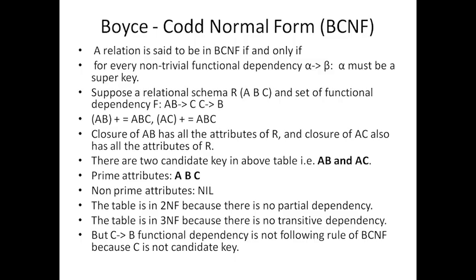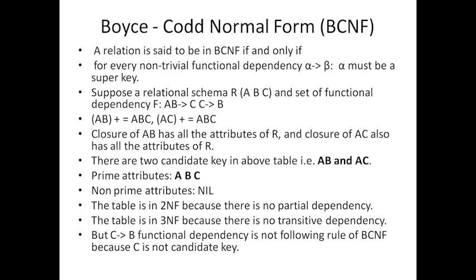So we have to add some other attribute with A and try to find the closure. So we are adding B along with A and try to find the closure. When we are finding the closure of AB, we will get ABC. So AB is one of the candidate key.